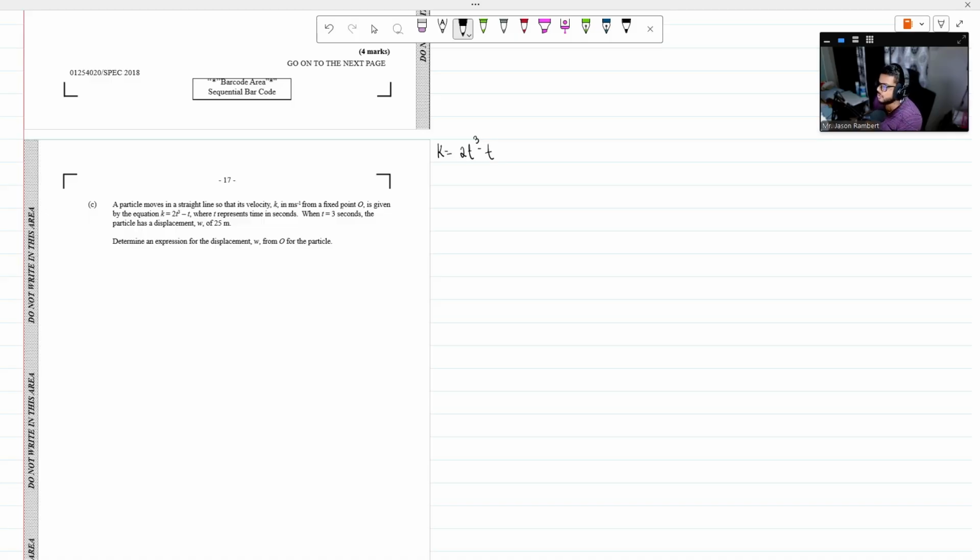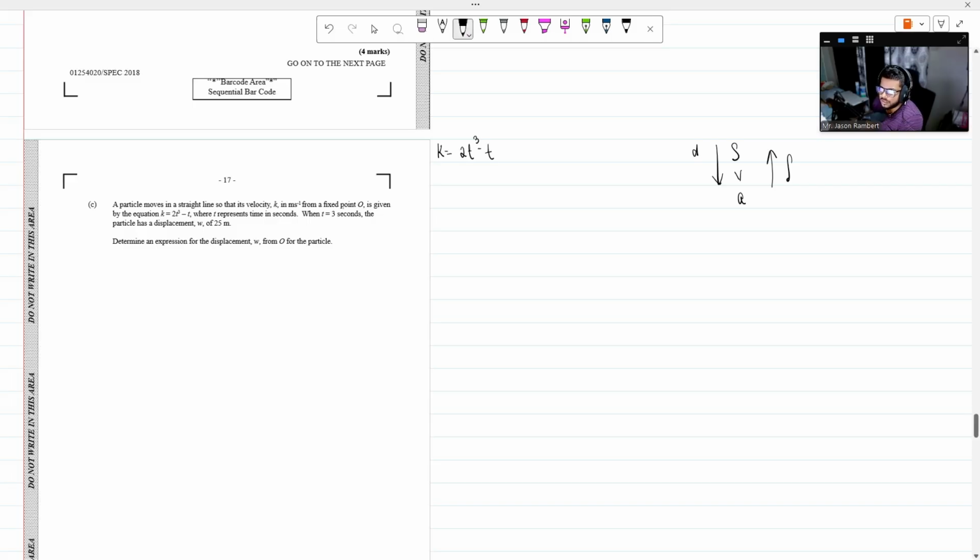Okay, so I'm going to make a little transition here. We know SVA, displacement, velocity, acceleration. When we're going down, we are differentiating. When we're going up, we are integrating. So if I have displacement, I will differentiate to get velocity. Then I'll differentiate to get acceleration. I'll integrate acceleration to get velocity. I'll integrate velocity to get displacement.